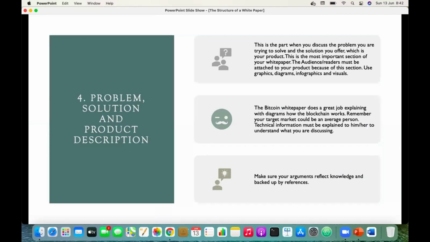That's the most important part. Part number 4: problem, solution, and product description. So you're going to discuss the problem that you're trying to solve, of course. You're going to speak about the general aspects of it, and then you're going to talk about the solution you're trying to offer in order to sort out the problem.